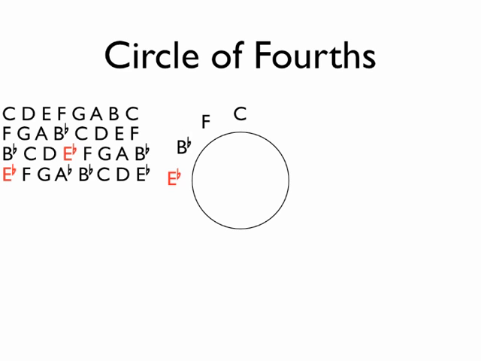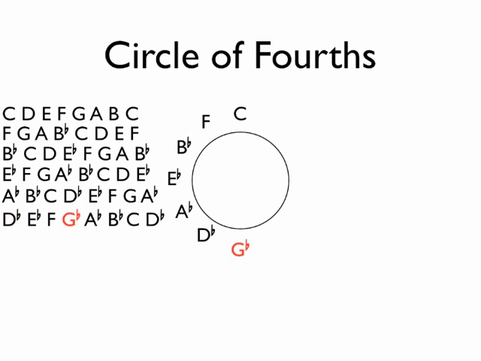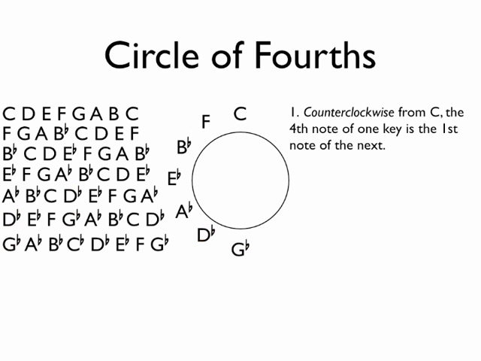You can see that the fourth note of one key becomes the first note of the next. And that's something that you do have to remember for tomorrow. Counterclockwise from C, the fourth note of one key is the first note of the next. Just like yesterday, those flats accumulate. So here B flat shows up for the very first time in the key of F, and it's not B natural, but B flat in each of the successive keys that follow. So the flats are also cumulative.